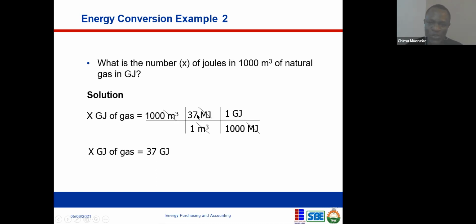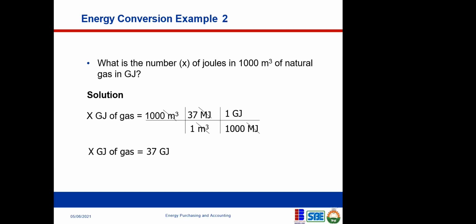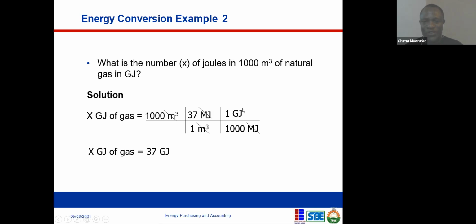So if we multiply these two, we have a quantity of energy in megajoule, but they're asking us the quantity in gigajoule. So what is the conversion factor between megajoule and gigajoule? It's 1,000. Remember, I told you, if you're converting from mega to giga, you divide by 1,000. Exactly. So we want to convert this megajoule now to gigajoule, and the conversion factor is 1,000.